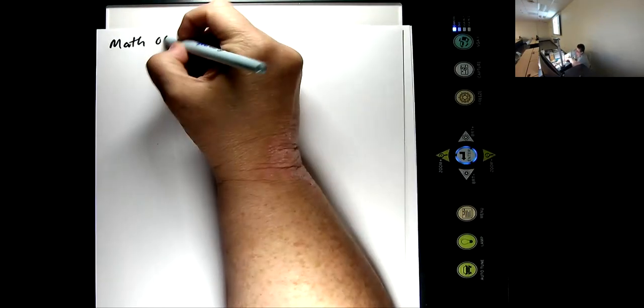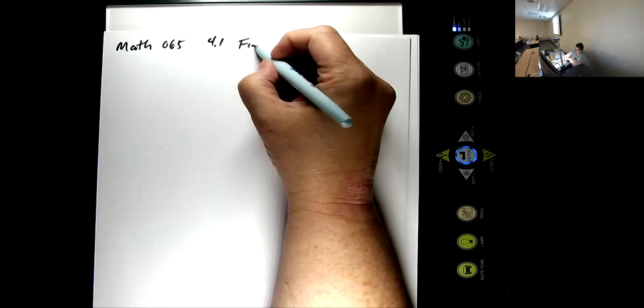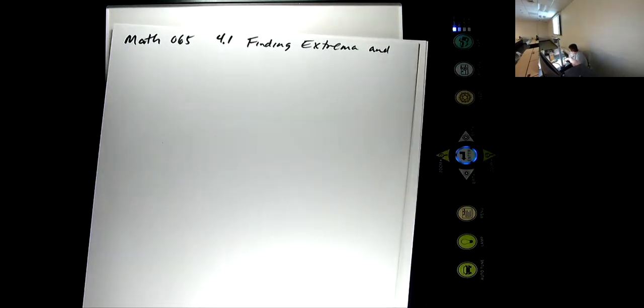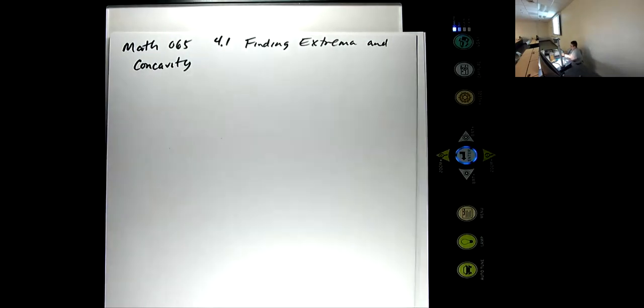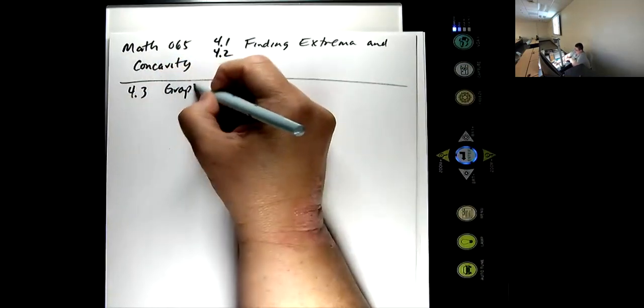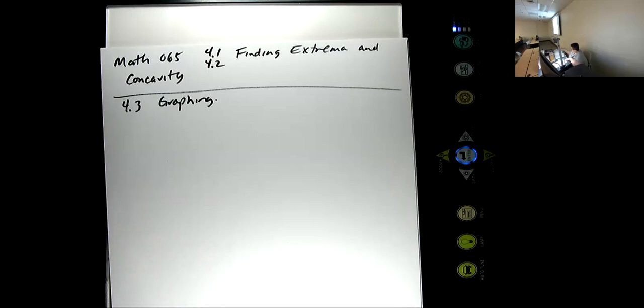All right, so where are we? We are doing 4.3 and 4.4 today. 4.1, as a reminder, we were looking at finding extrema and concavity. Was that 4.1? Yeah. How did we do in 4.1 and 4.2? 4.1 and 4.2 kind of work together. 4.3, we're going to look at graphing some of this stuff. So it's been a while since you've probably thought about vertical asymptotes and horizontal asymptotes. So let's start there.